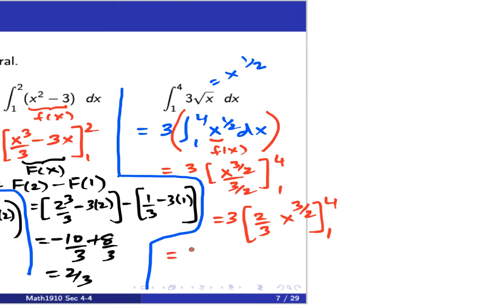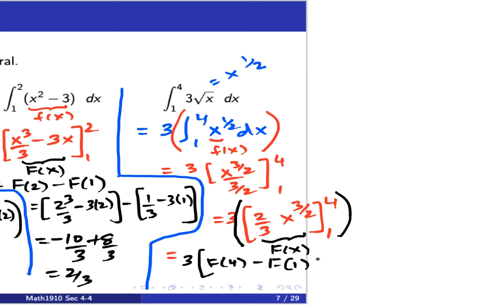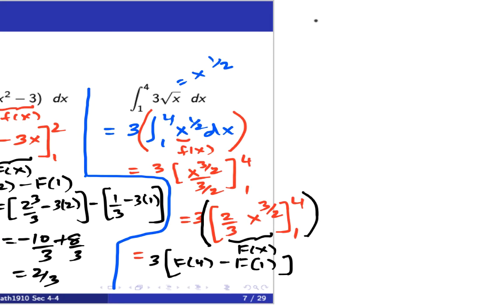So this is going to be, if you want to do it that way, or okay, let's just do this, this is F of x. So it's going to be now 3 times, because remember this 3 is multiplied to the whole expression, okay? So it's going to be 3 times F of 4 minus F of 1. Do you see that here? Okay, very important. So this one now is 3 times F of 4 minus 3 times F of 1.